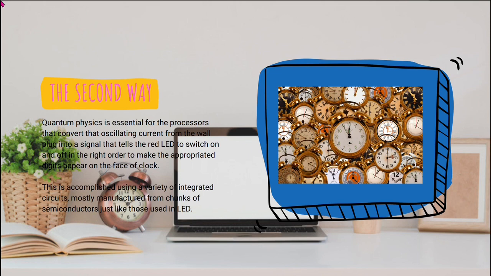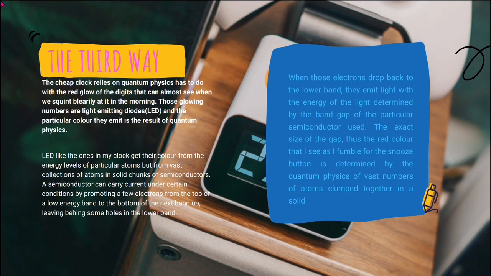The second way, quantum physics is essential for the processes that convert that oscillating current from the wall plug into a signal that tells the red LED to switch on and off in the right order to make the appropriate digits appear on the face of the clock. This is accomplished using a variety of integrated circuits, mostly manufactured from chunks of semiconductors.